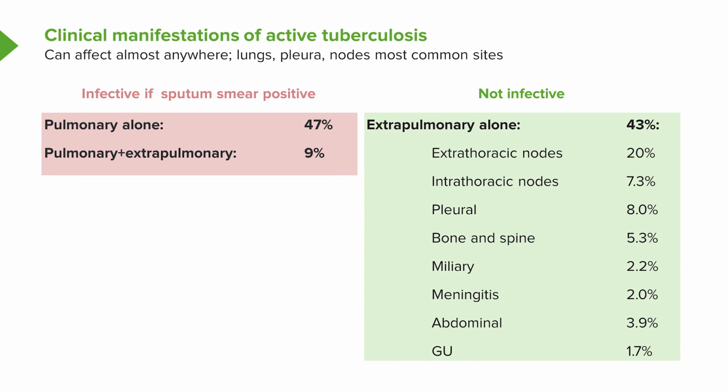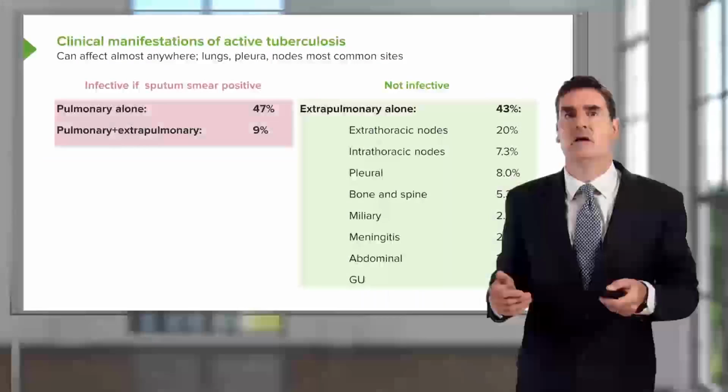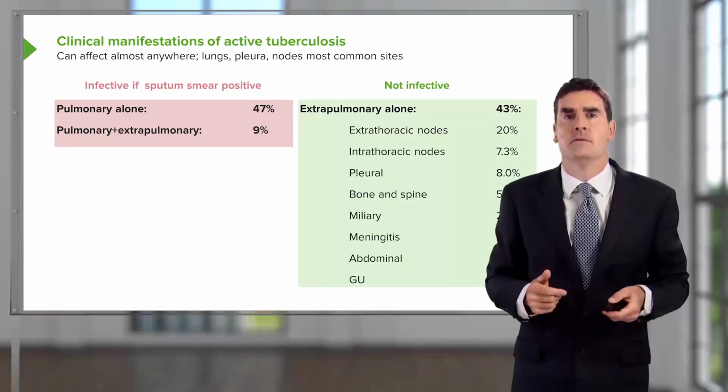You can see there's quite a big list of different sites that can be affected by extrapulmonary disease, and the frequency is given here as well. The commonest being nodes, lymph nodes, mediastinal lymph nodes being the commonest sites. But it could be pleural, you can have bone and spine disease, you can have miliary tuberculosis, which is a very specific form where the TB has been spread by the blood throughout the body, affecting mainly the lungs, the liver, and the bone marrow. Meningitis, which is a very serious form but relatively rare, fortunately, and then the various parts of the abdomen can be affected as well.